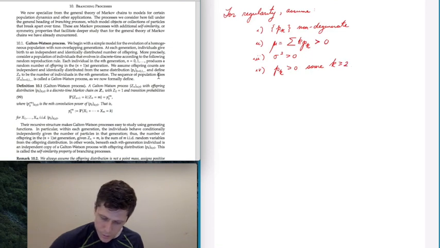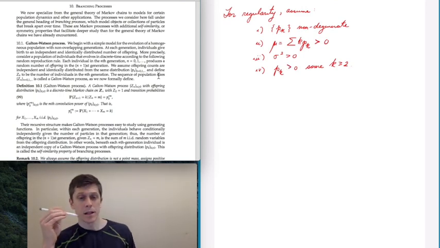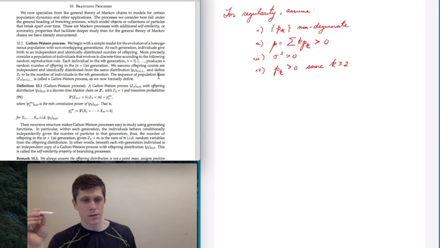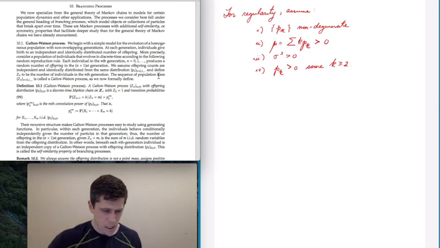Okay, so if that weren't the case, then each particle either doesn't give birth or gives birth to exactly one individual in the next generation. And so this process would look like just a sequence of ones, followed by an infinite sequence of zeros. And so it's just a geometric random variable, so it becomes trivial.